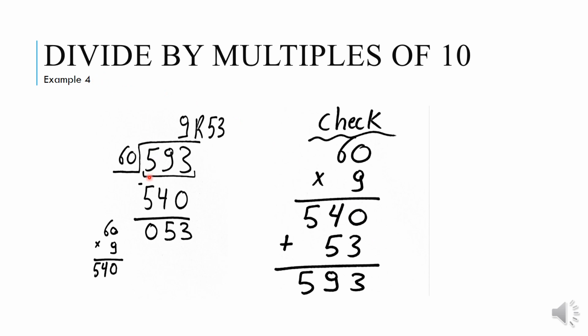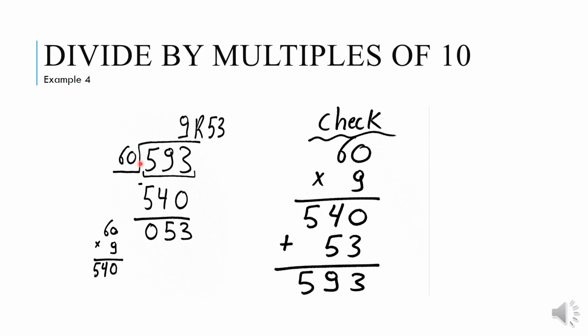Another example, 593 divided by 60. 60 is a multiple of 10. It's made up of 2 digits, so I should use at least 2 digits from that dividend. The first 2 digits of the dividend make 59. 60 is greater than 59, so I should take 3 digits from the dividend. Again, since the divisor is greater than the first 2 digits of the dividend, I should use 3 digits from the dividend.